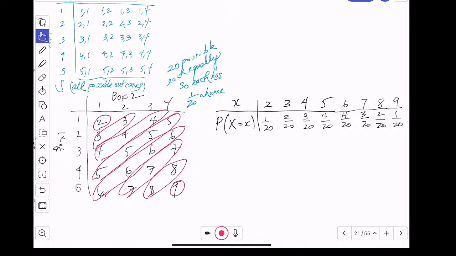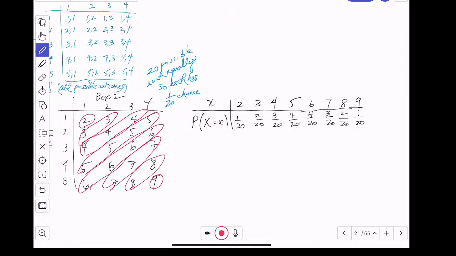And those total to 1. So I just leave it as fractions. It's just easier for me to sum them. It's easier for me to just add those and make sure they add to 20. All right, so that's 8, 14, 20. So that's the second part completed. Questions? So this is the probability distribution of x.